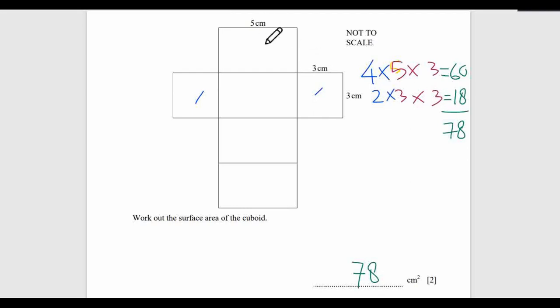Now this 5. 5 times 3, this will be 3 here. So there are 4 areas, 4 times 5 by 3. So we got 4 times 5 times 3 is 60. So 60 plus 18 is 78. This will be our answer.